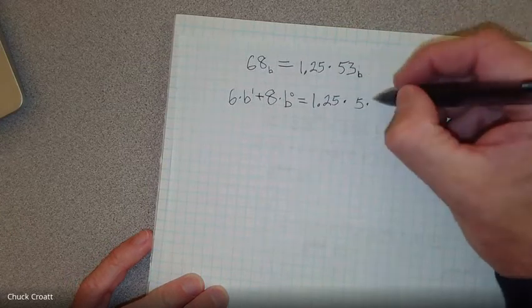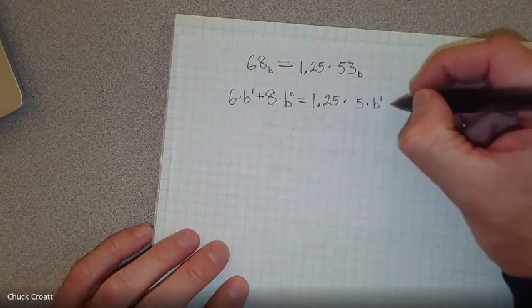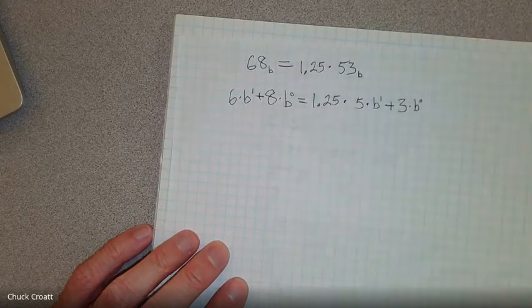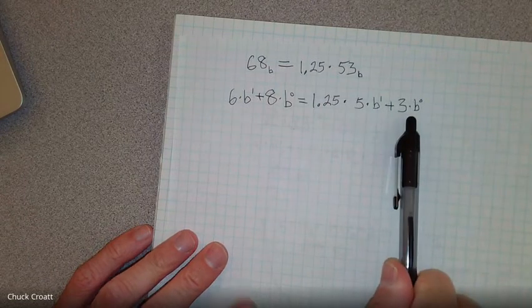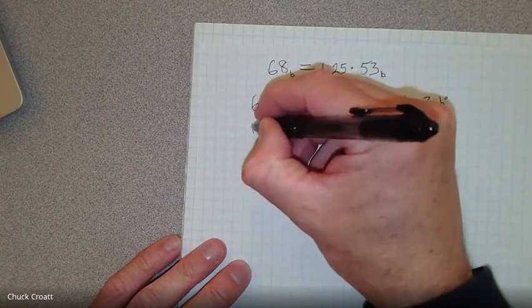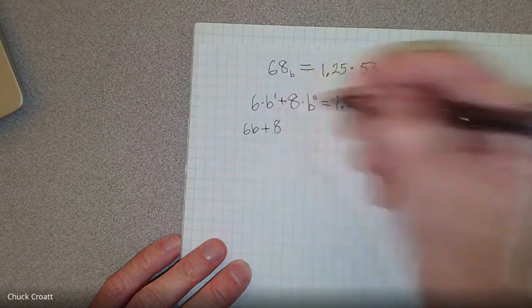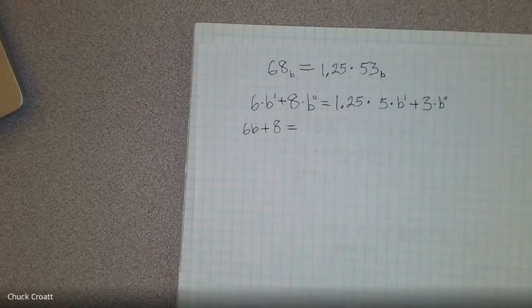53 in base B is 5 times B to the first power. I've got 5 B's, whatever they are. I've got 3 1s, which at least for right now I'll write as B to the 0, but I could ignore that and just say that that's 3 times 1. In fact, I'm going to go ahead and do that. I've got 6 times B plus 8 times 1 equals, and at this point I realize that I'm going to have to do some algebra.